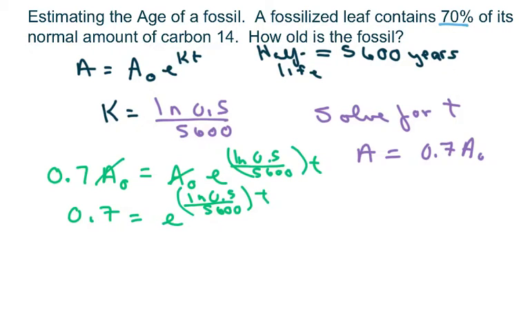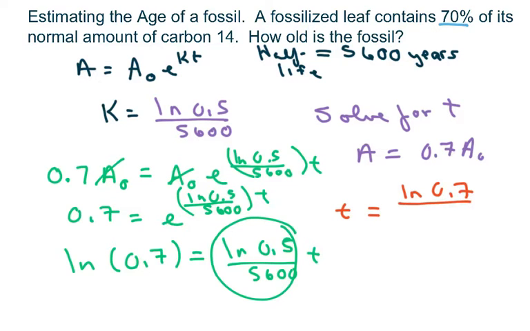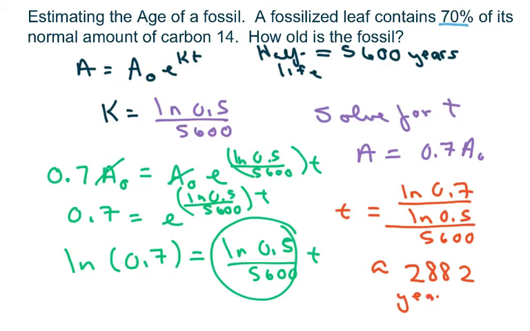times t. And when you take the ln of both sides, you get ln of 0.7 equals ln of 0.5 over 5,600 times t, and divide both sides by this, and you get t equals ln of 0.7 divided by ln of 0.5 over 5,600. And that's going to give you approximately, the fossil is about 2,882 years old.